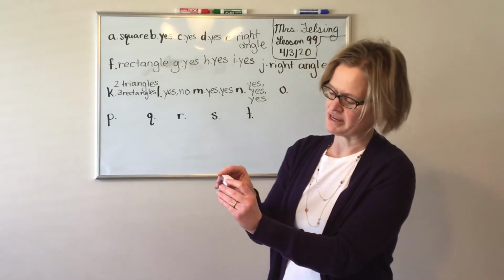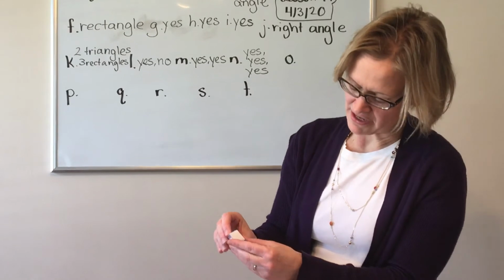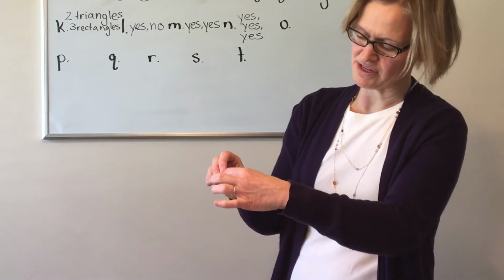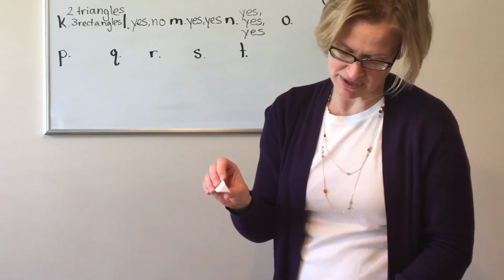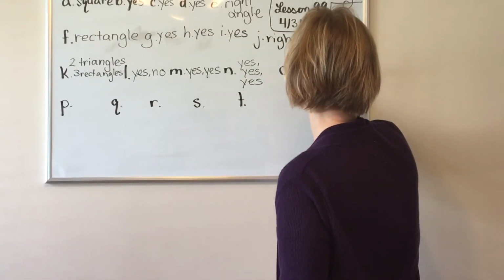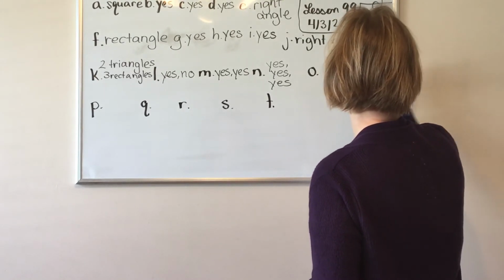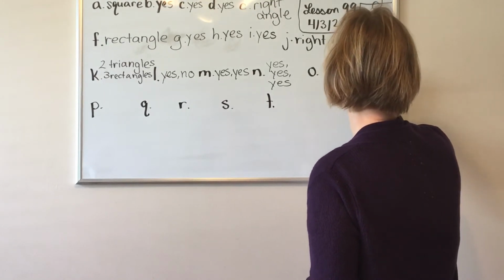For letter O, what types of angles are formed by the intersecting edges? Well, if we take a look here, we have right angles. And then if we take a look over here, these are smaller than a right angle, so we have acute. So for letter O, we have right and acute angles.